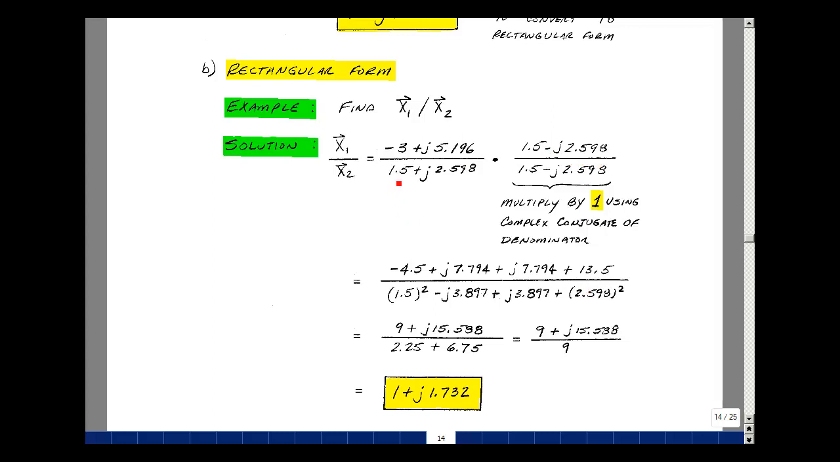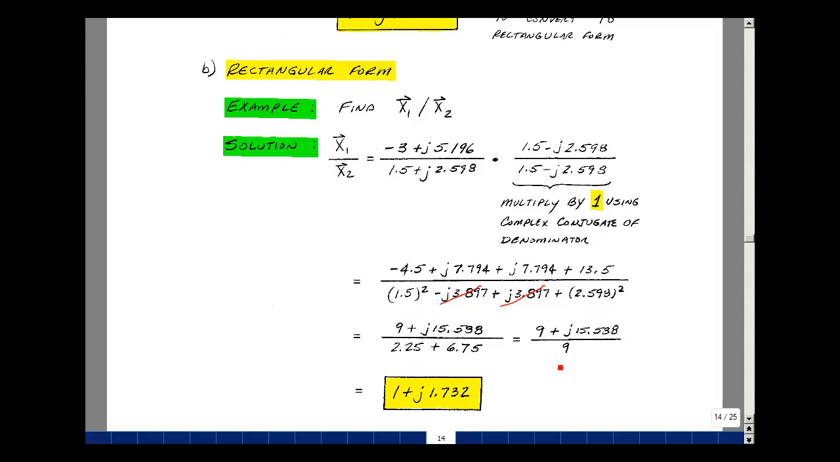Now for the denominator, I'm going to multiply 1.5 times 1.5, so I get the real part squared. Then 1.5 times this minus j 2.598 is a minus j 3.897. Then multiplying this term times this one, I get a plus j 3.897. Same two terms, but with an opposite sign. And then when I multiply this times this, again, I get a j squared, which is minus 1 times another minus 1, so I get a plus, and I get the imaginary term squared. So the inner product terms here cancel because they have the same term, but with an opposite sign of j. When you multiply by the complex conjugate, you just get the real part squared plus the imaginary part squared.